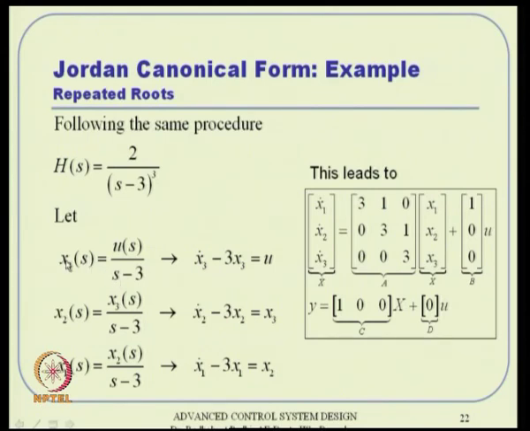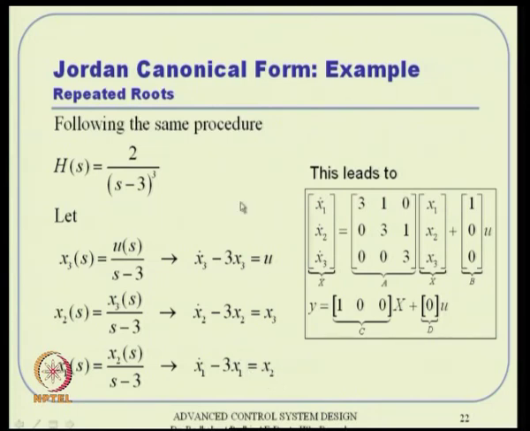So, s into x3 is like x3 dot, and minus 3 into x3 is like minus 3 x3. That is the differential equation. Similarly, what you have here is x2 dot minus 3 x2 is equal to x3, and remember it is no more u, but x3 here. And s into x1, that means x1 dot minus 3 x1, is actually x2 here. So, x1 dot minus 3 x1 is equal to x2.